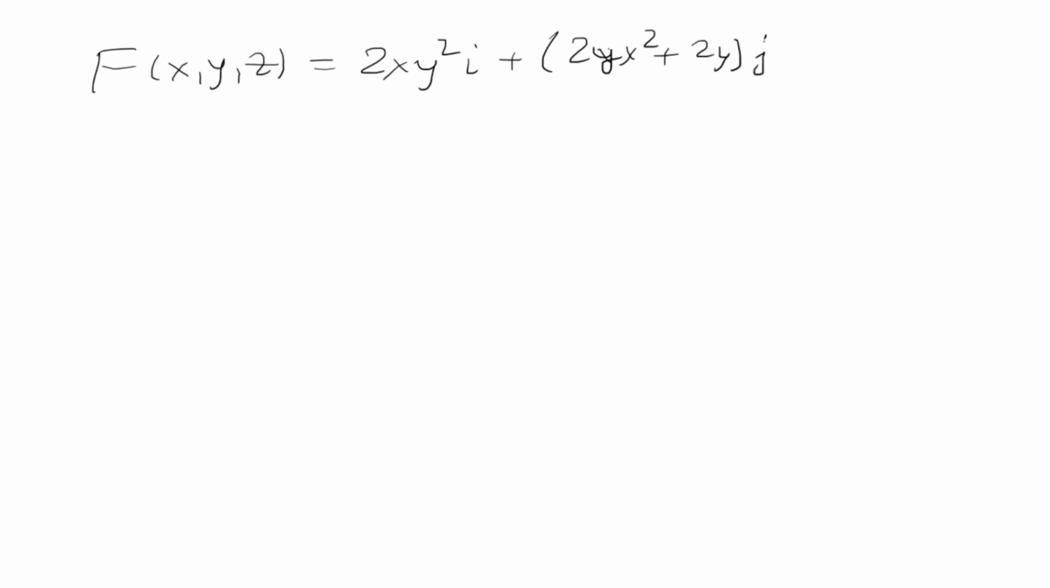Okay. Last example, we're given f of x, y, z is 2xy squared i plus (2yx squared plus 2y) j, and we're going from (0, 0, 0) to (3, 1, 1).